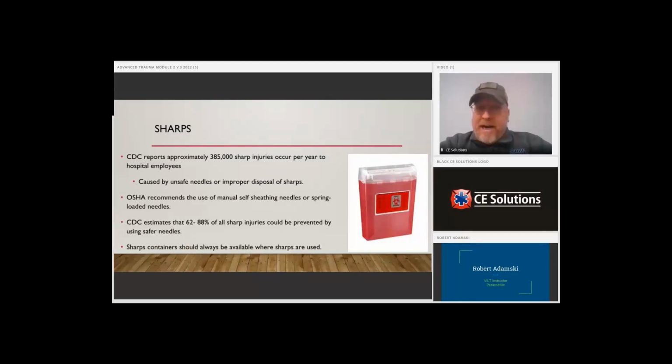Sharps, people. Don't be that medic. Don't be that guy. Make sure you're using common sense and practicing good infection control procedures when you're dealing with your sharps. Don't be that guy that gets their EMT stuck because you're a slob.